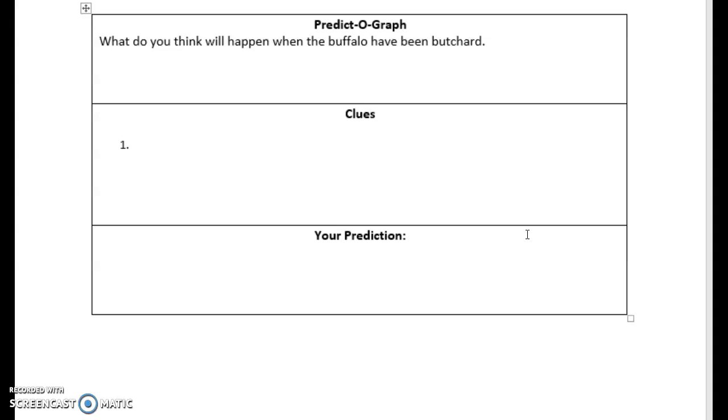All right, boys and girls. So that is the end of our time. We're running out of time. We have to get cleaned up here. We are going to keep working on these predictor graphs. We'll just be looking at them later on in the next few days.